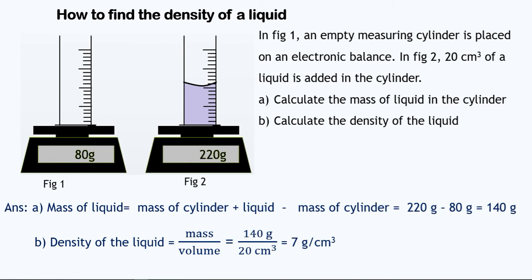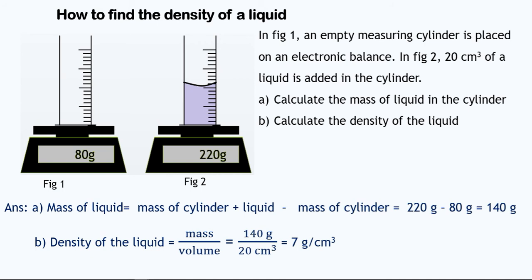The following exercise illustrates how we can find the density of a liquid. In figure 1, an empty measuring cylinder is placed on an electronic balance. In figure 2, 20 cm³ of a liquid is added to the cylinder. The first question is: calculate the mass of liquid in the cylinder.